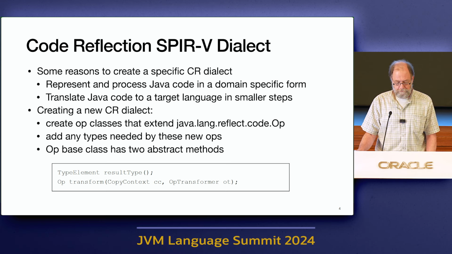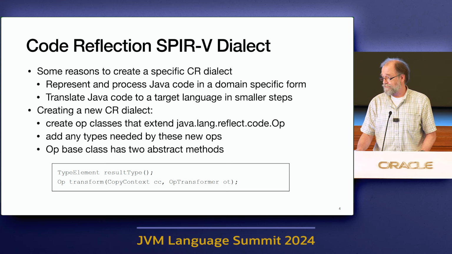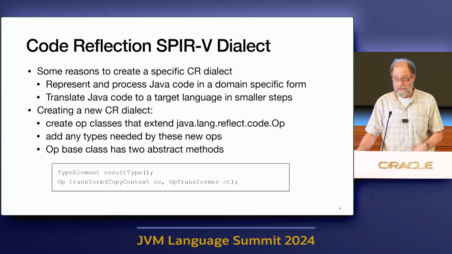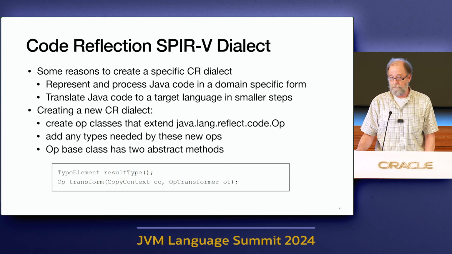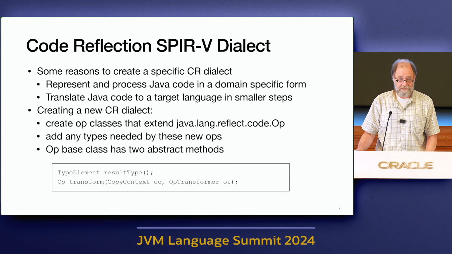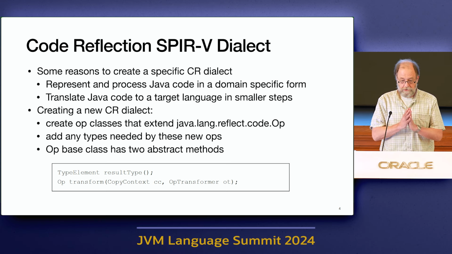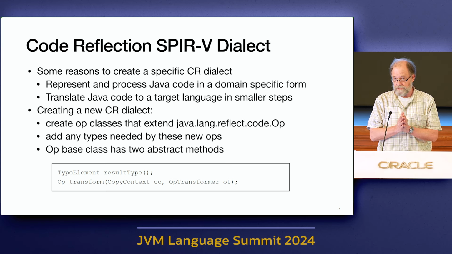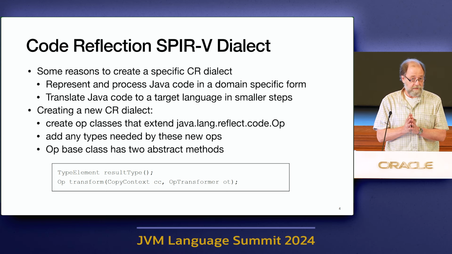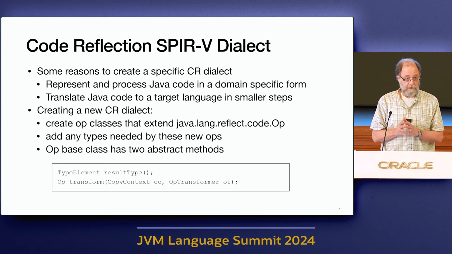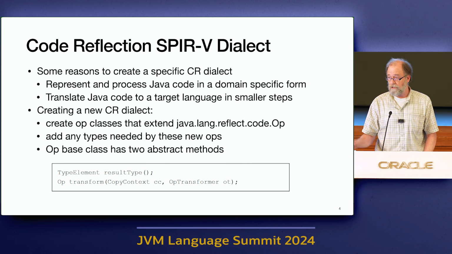There are a couple of good reasons, at least, for creating a new dialect in code reflection. Maybe the obvious one is when you have some Java code that you want to represent and process in a domain-specific form. One that I discovered in doing this work was that when you're doing structural changes and semantic changes, being able to split that into smaller steps, having a dialect in the middle as a sort of halfway point, turned out to simplify the task overall.